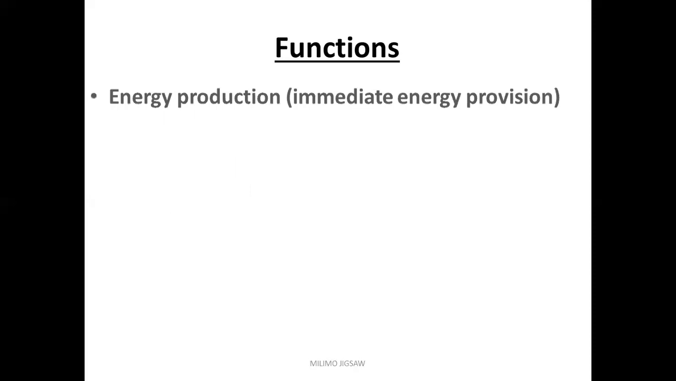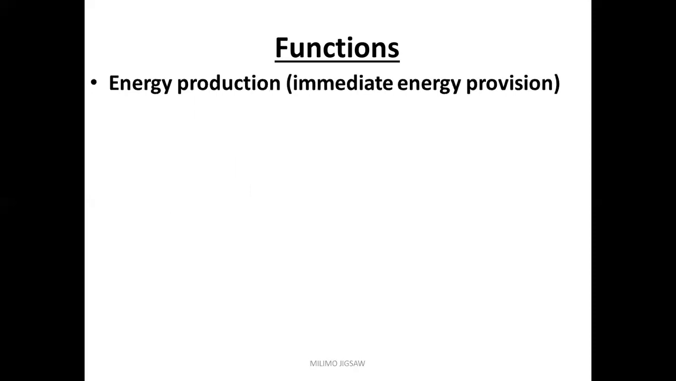Now let us look at the functions. What are some of the functions that carbohydrates do? The first one, we know carbohydrates are for energy production. So they are energy-giving foods. So the first function is energy production, and I've put in brackets immediate energy provision. We find that many of the cells use glucose, a monosaccharide, as a source of energy.